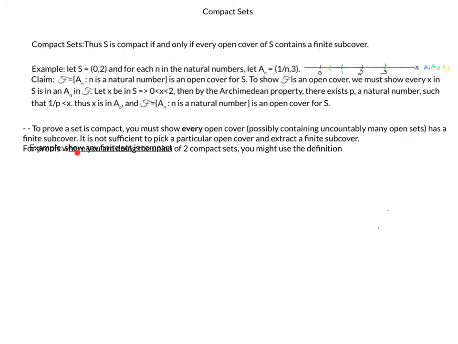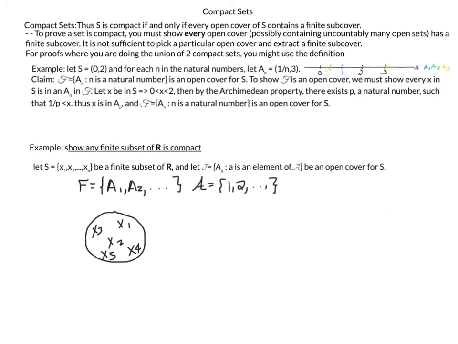Our next example is to show any finite set is compact. We will start by letting S equal a representative finite set, so it has elements x_1, x_2, up to x_n. And then we're going to let F be a family of sets that's an open cover for S, so possibly infinite. So F is equal to A_1, A_2, up to possibly infinity. And here is a diagram of our S.